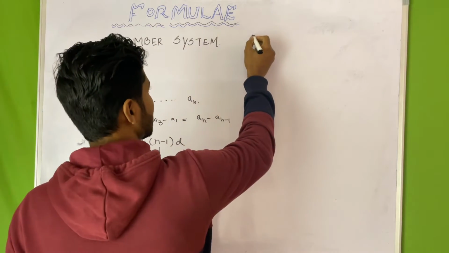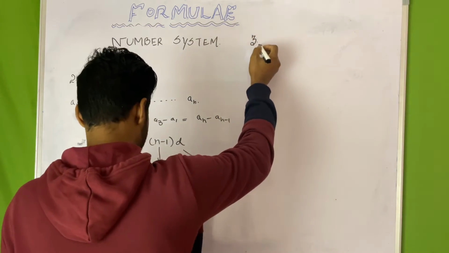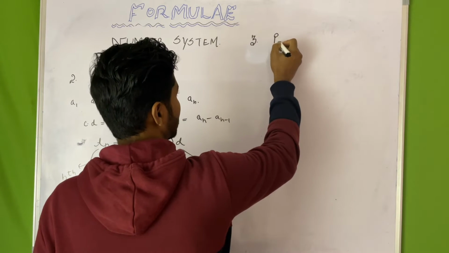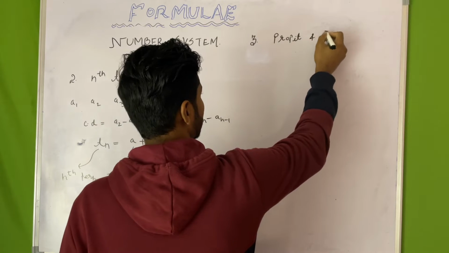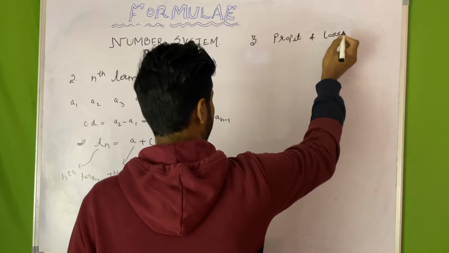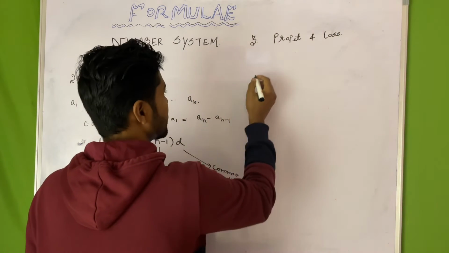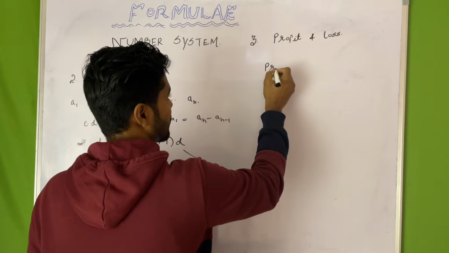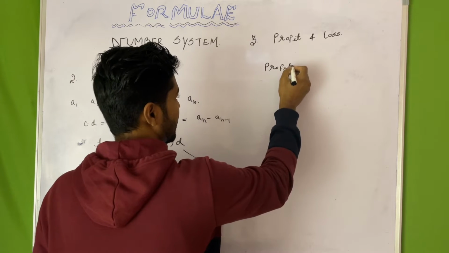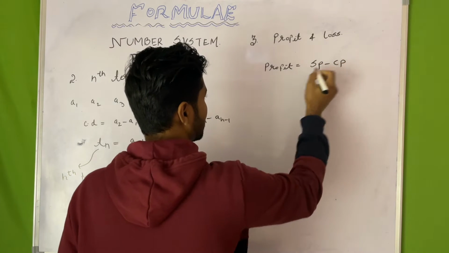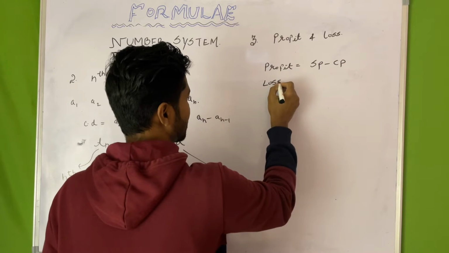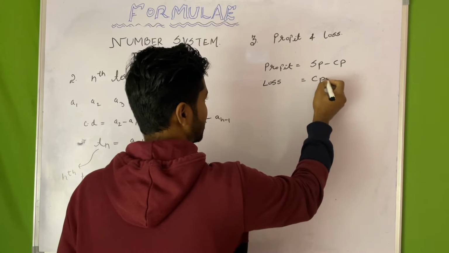Now third, the profit and loss chapter. So we know profit equals selling price minus cost price. Loss is equal to cost price minus selling price.